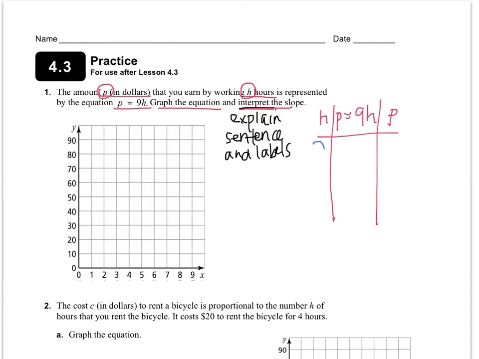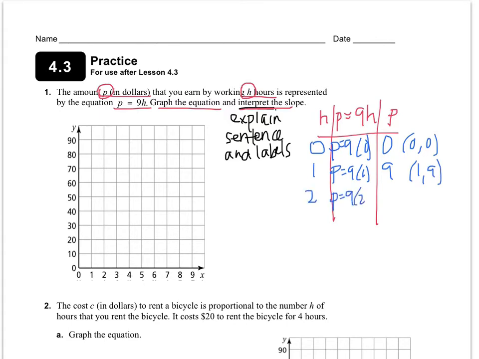So if I work 0 hours, P equals 9 times 0, so I would make $0. So I will eventually graph the point (0, 0). If I work 1 hour, P equals 9 times 1, so that would be 9, so I will plot the point (1, 9). If I work for 2 hours, P equals 9 times 2, which is 18, so I'll plot the point (2, 18). I can't plot negative hours, which is why they gave me a grid that only includes the positive values. So let's plot the points.